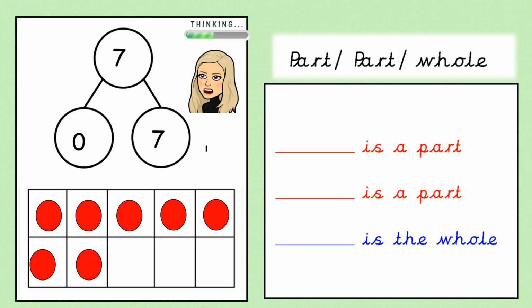Okay, we have a part whole model and a 10 frame. And we also have stem sentences. So can you please fill in the missing parts? So something is a part, something is a part, and something is the whole. So pause the video here, write that on a piece of paper, and when you're ready, press play and we'll go through it together.